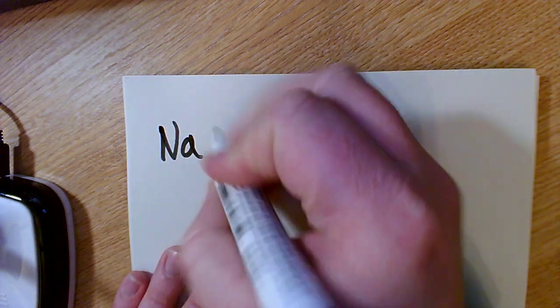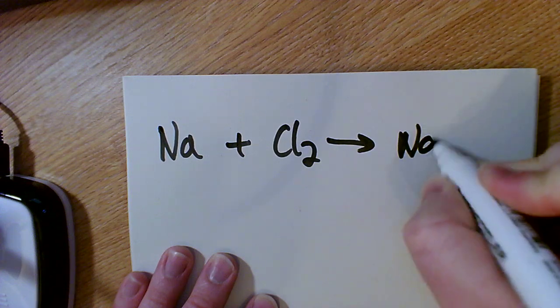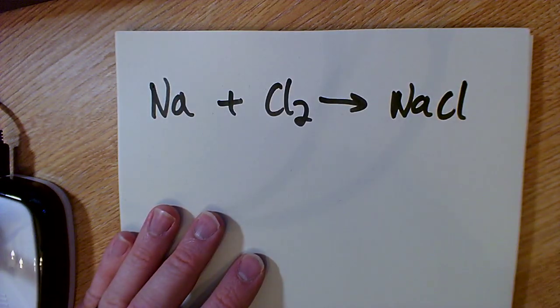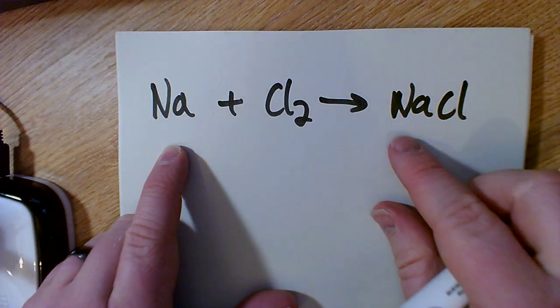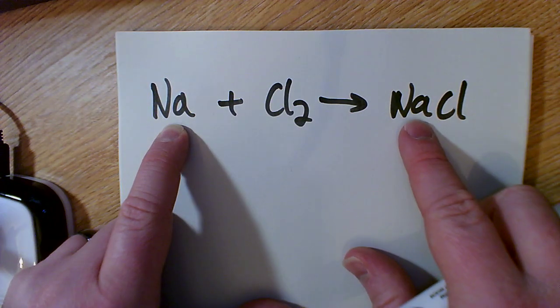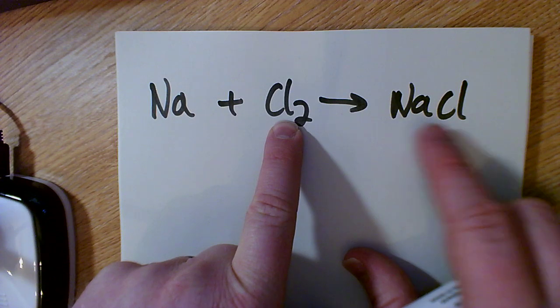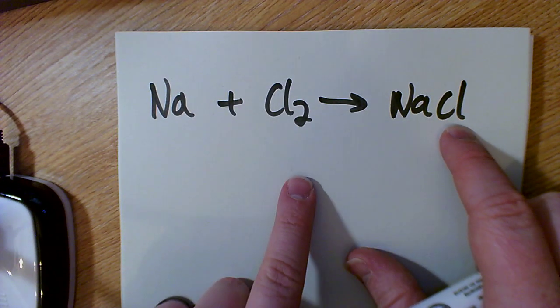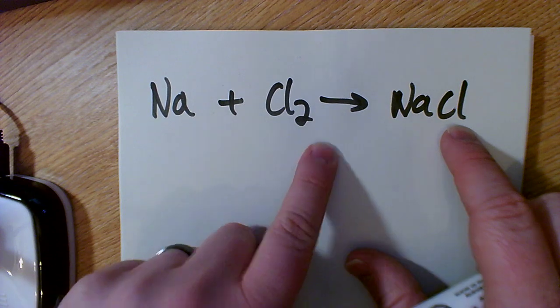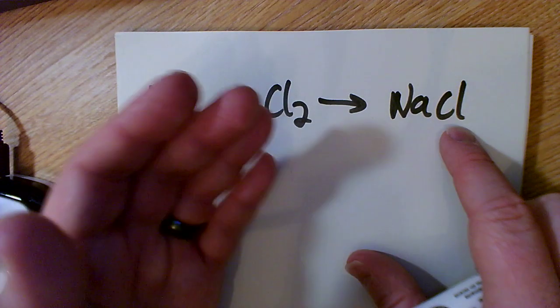right hand side. So for example, if I had this chemical equation here where sodium reacts with chlorine to make sodium chloride, I can see very quickly that I've got one sodium atom on the left and one sodium atom on the right, and I've got two chlorine atoms on the left and one chloride ion on the right. So this is not a balanced chemical equation. So we need to make sure it's nice and balanced.